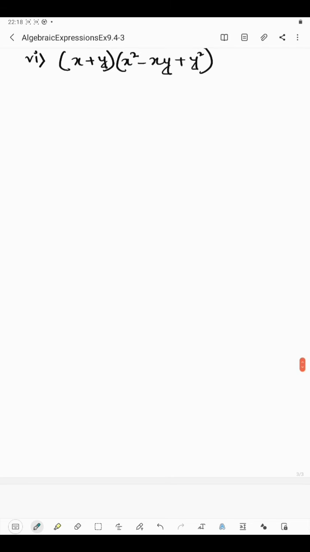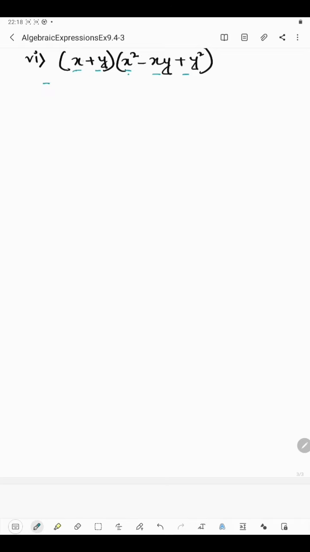Now in the sixth part we have x plus y multiplied by x square minus xy plus y square. So here we have two terms. That means this is the binomial and here we have three terms. So this is the trinomial. So we'll multiply the binomial with the trinomial. Okay. So what should be done here?